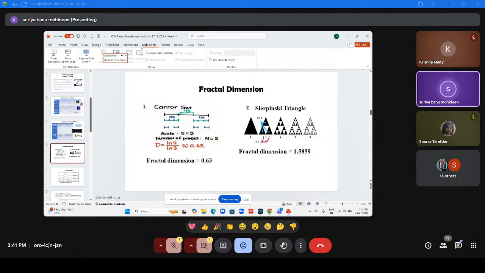Each line can be divided into two parts. Therefore, that is the scaling factor, r is equal to 2. So log n by log r is equal to log 3 by log 2. Therefore, the fractal dimension of the Sierpinski triangle is 1.5.